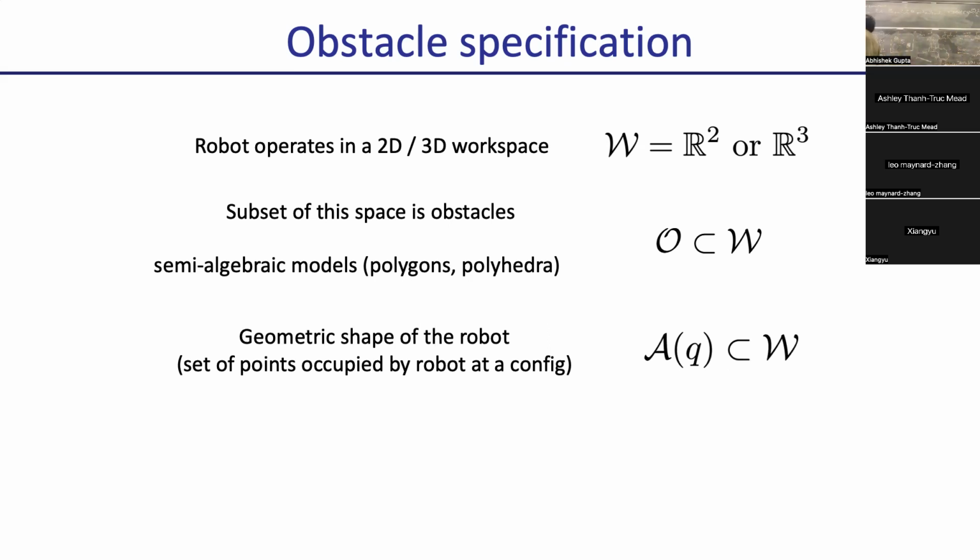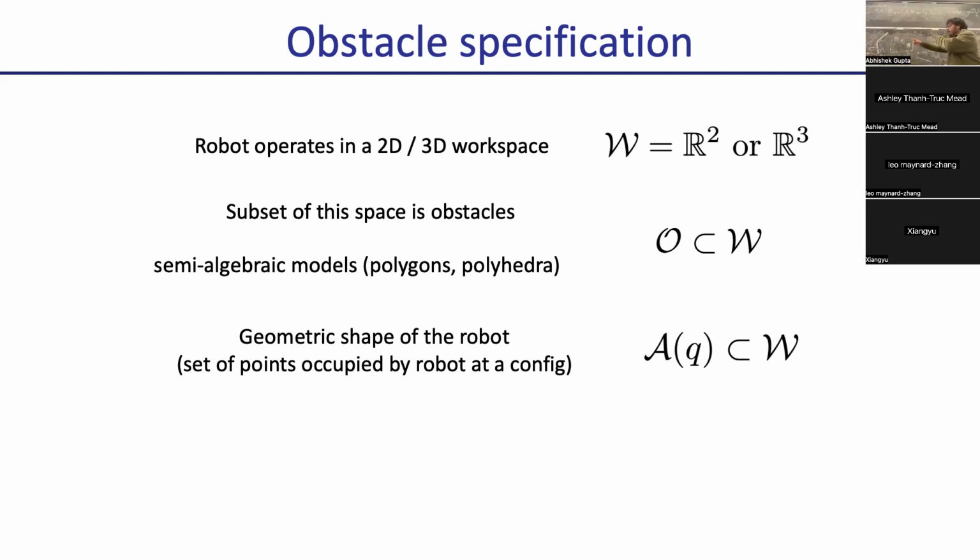And then you have this thing called the geometric shape of your robot. Your configuration space is not the same as the geometric shape of your robot. Your configuration space is a 2D number for, let's say, a planar arm. It's going to be theta 1 and theta 2, right? But the geometry of the robot is basically a mapping from theta 1, theta 2 to all of the points that the robot occupies at any point, right?